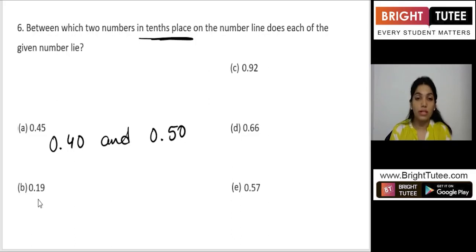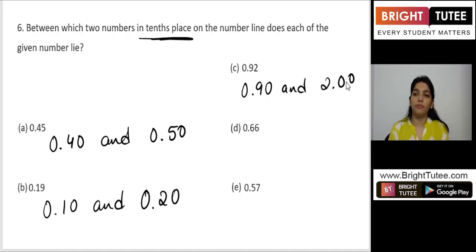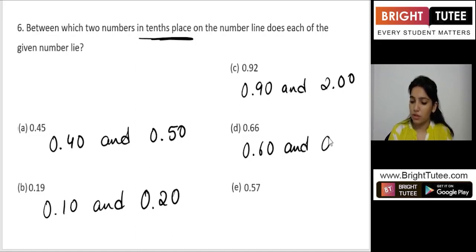So 0.19 will be between 0.10 and 0.20. Clear? 0.92 will be between 0.90 and 1.0. Okay, so this is where we'll see 0.92 sitting in between. 0.66 will be between 0.60 and 0.70. Okay, you see we are writing all the numbers in the tenths place from which we can see this particular number sitting in between.